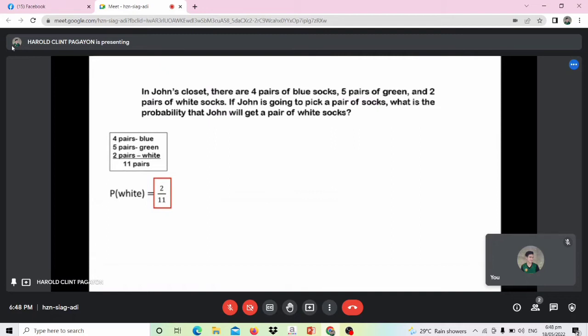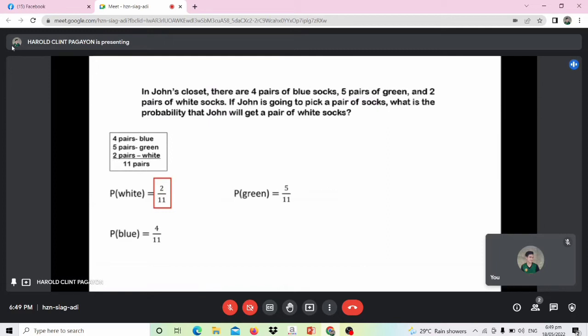Let's try to look at the probability of the Blue Sox, using the same steps, the same method. P of blue, since we are looking for the Blue Sox, is equal to the number of pairs of Blue Sox, which is 4, all over the total pairs of Sox, which is 11. So that's the answer. Next, we find the probability of the Green Sox, using the same method.